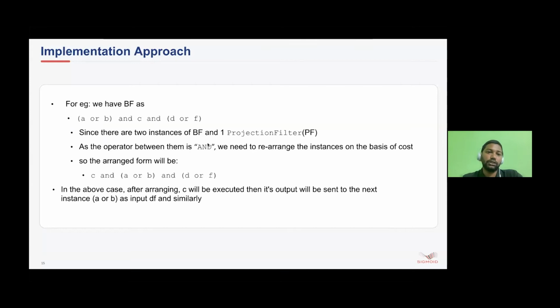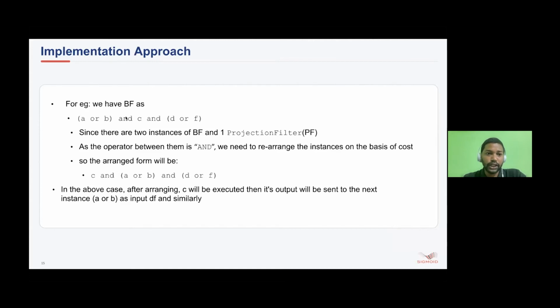So let's see an example. Suppose we have a bulk filter, right? The nested filter, something similar to this, where we have A or B and C and D or F. So we have AND as a root operator. Then we have some nested filters like A or B and D or F. So as you can see here, there is one instance of projection filter, the one is C, and there are two instances of bulk filter, the nested filters, right? A or B and D or F.